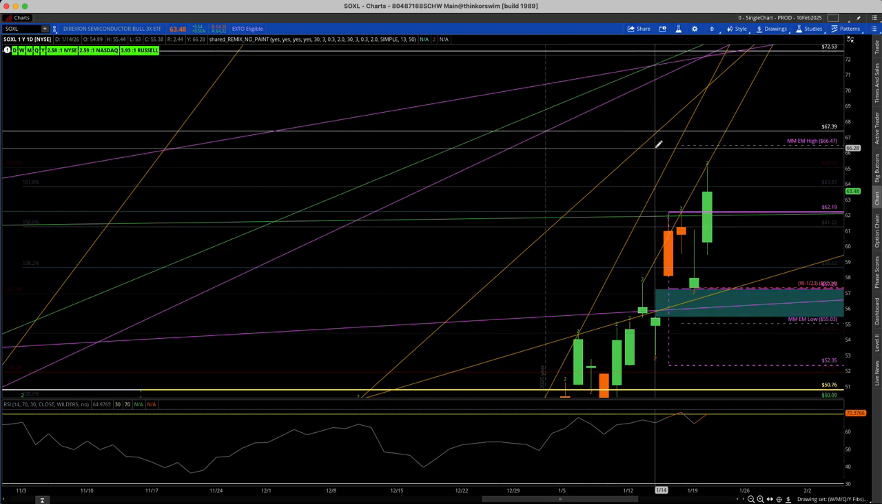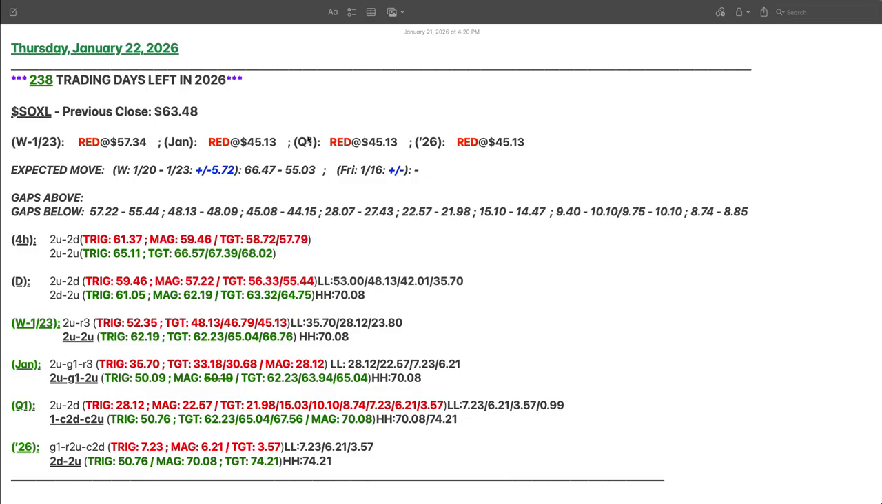All right, let's just go to those notes that we were talking about here. We've looked at the charts quite a bit. Let's look at some hard numbers, right? So this is for Thursday, January 22nd, 2026. There will be 238 trading days left in 2026 on Thursday.